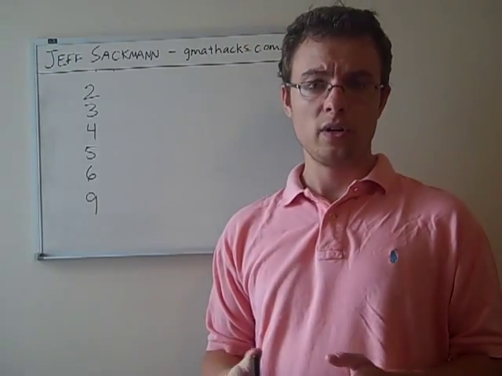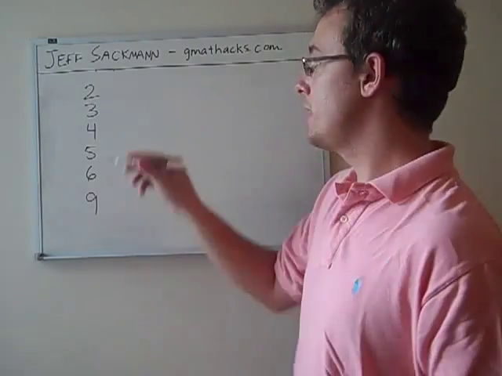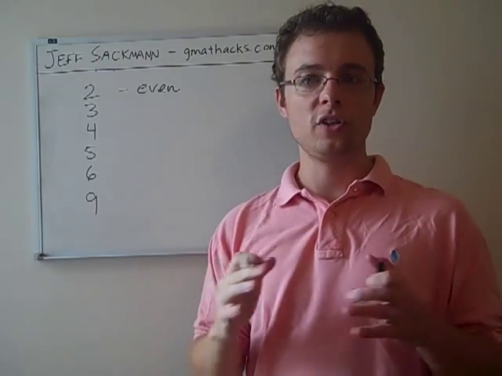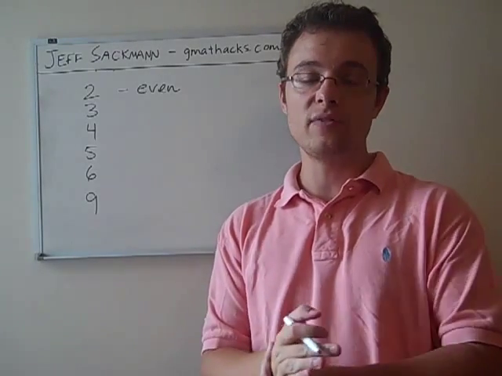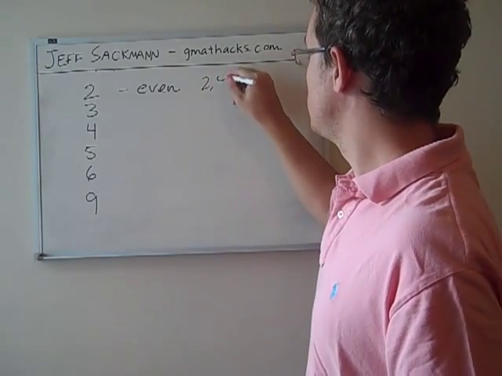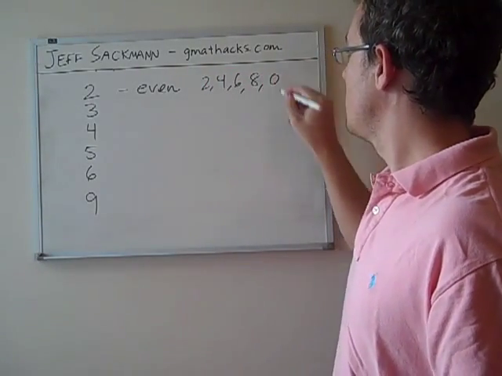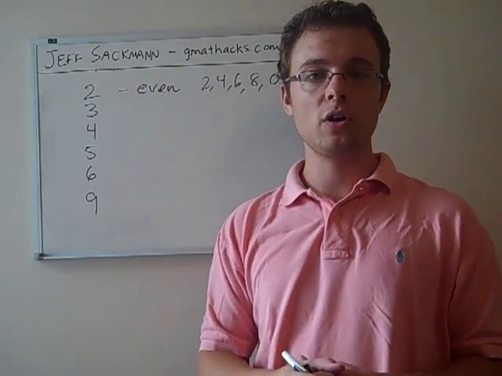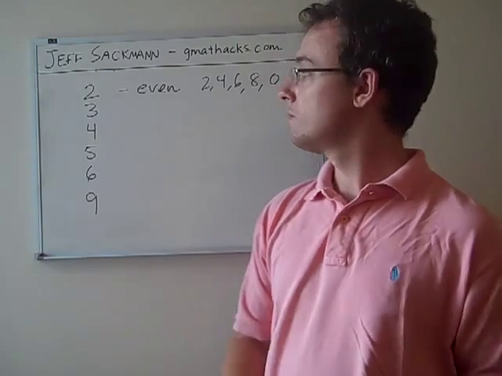This is the easiest one. If a number is even, it's divisible by 2. If it's odd, it's not. If you don't feel comfortable identifying an even number right away, just look at the last digit. Is the last digit 2, 4, 6, 8, or 0? That's it. If it's 2, 4, 6, 8, or 0, the number is divisible by 2.